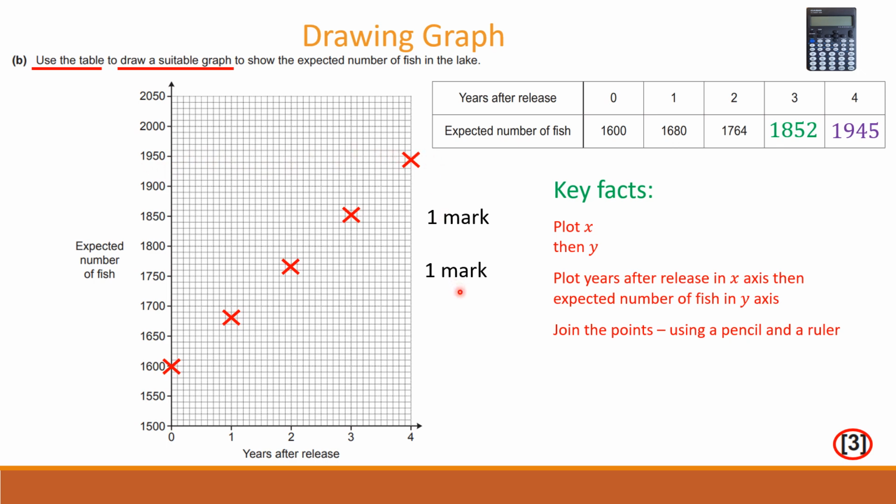For your second mark, and for your third mark comes from joining all these points together using your pencil and ruler to join them up with a straight line. Give yourself a tick for where the marks are awarded for in the question, so you can show clearly where the marks were awarded for, so you know how to get the maximum marks in the exam.